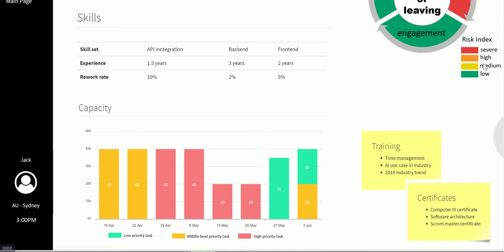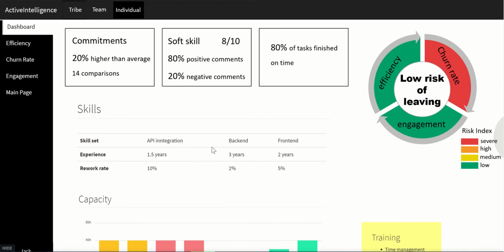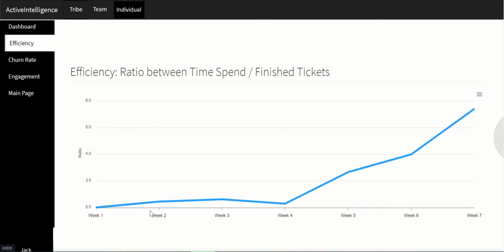What are the metrics that show you are actually doing good work? By tracking all these metrics for an HR manager, this is a good kind of value proposition. The second one we are tracking is efficiency. As you can see, from week 1 to week 4, he's moving tickets at a very fast time. However, from week 4 to week 7 it is increasing.